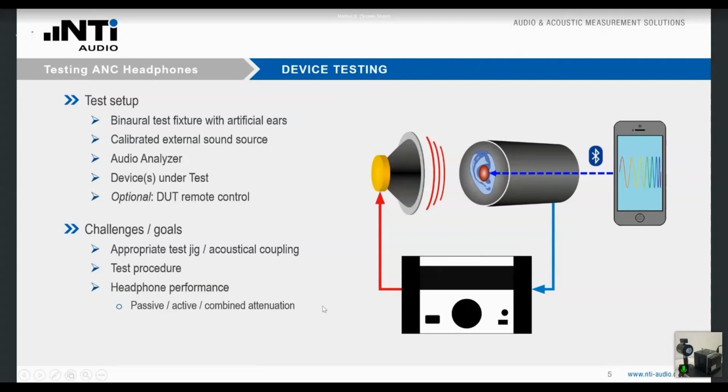That is our goal, to find out, for instance, what is the passive attenuation of our device under test. Every earbud, every headphone by itself, without being active, already has a certain attenuation. Then we want to determine the active attenuation of the headphone and the combined attenuation, passive plus active. In addition, we are typically interested in the frequency response of our earbud or headphone, and maybe there are even other parameters. I will come back to that at the end of my presentation.